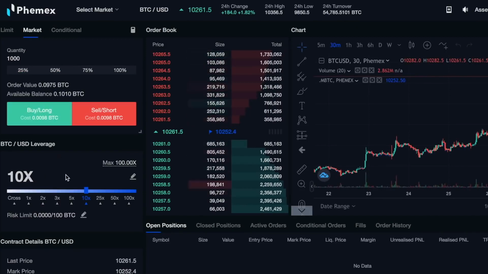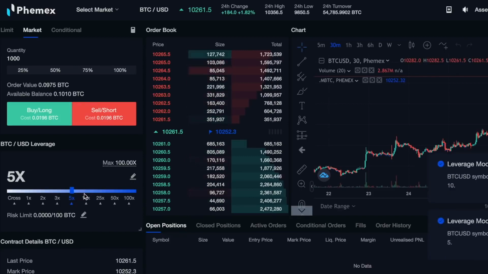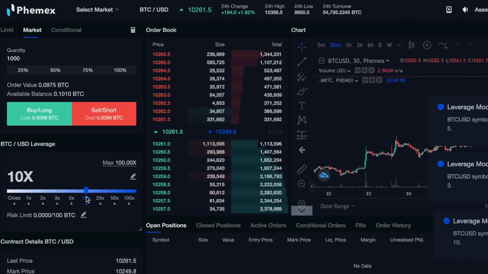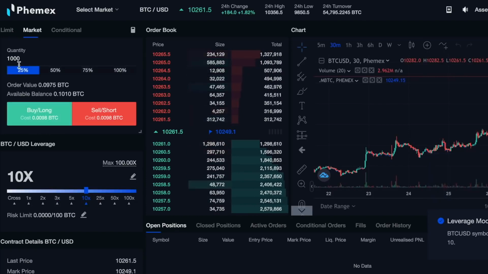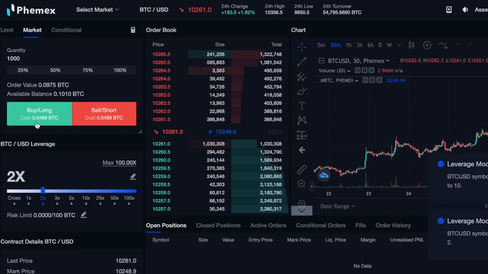And let's say I want to long here. Well, I also have to decide how much leverage I want to use. Usually, I would suggest you don't use too much leverage because the more leverage, the more risk, of course. So if I push 10x leverage here, you will see that the cost is approximately 10% of the quantity that we're using up here. If I use 2x, for example, you will see that the cost is now 0.05 bit.